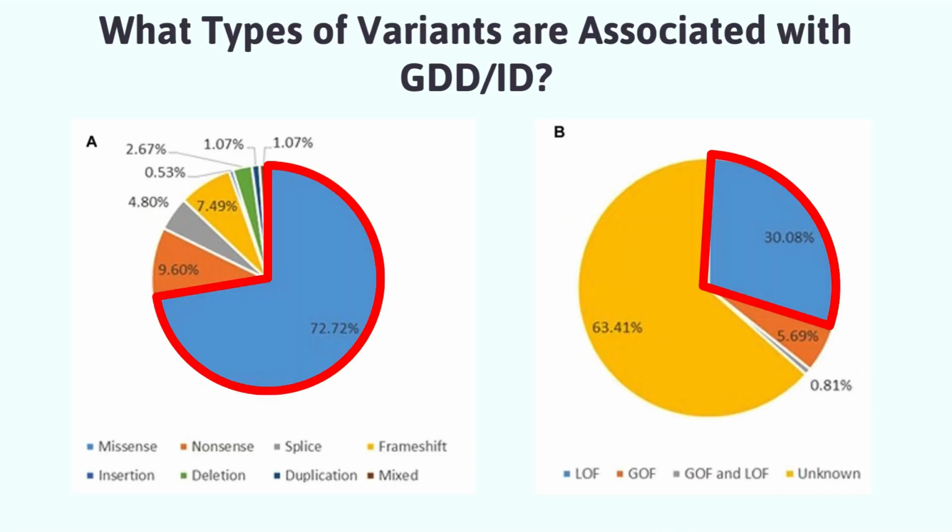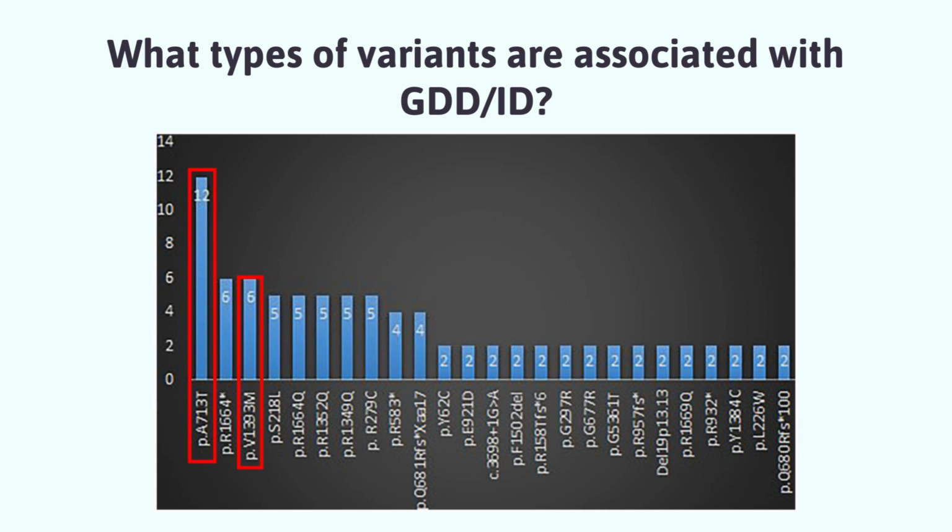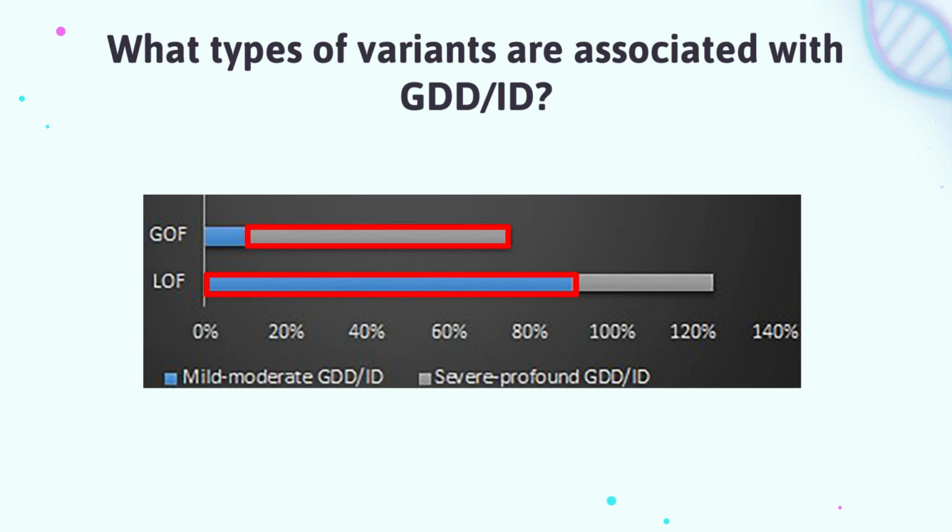Next, the researchers looked at GDD and ID. They found that missense variants were once again the most common type of variant to cause GDD and ID. Looking at the functional impact of variants, they found that the majority of the known variants were loss of function. As with epilepsy, the most recurrent individual variants included the gain-of-function A713T and V1393M variants. Another pattern that the researchers noticed was that gain-of-function variants showed severe GDD and ID, while loss-of-function variants were milder.